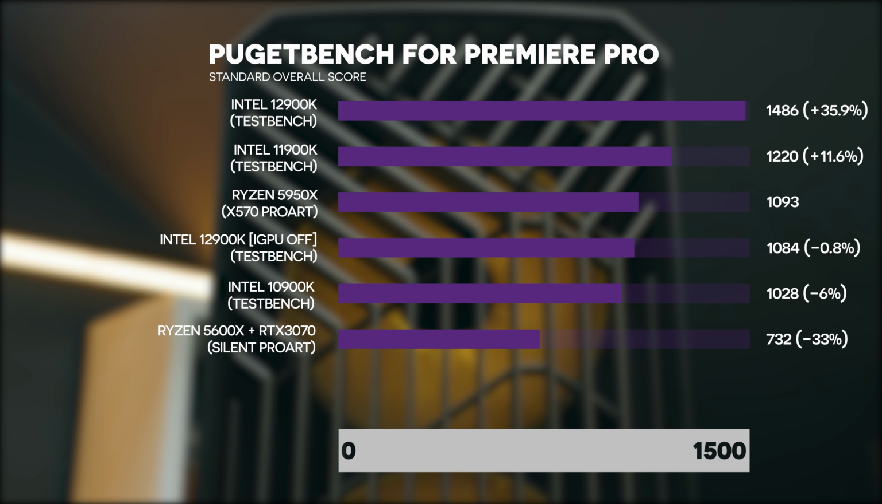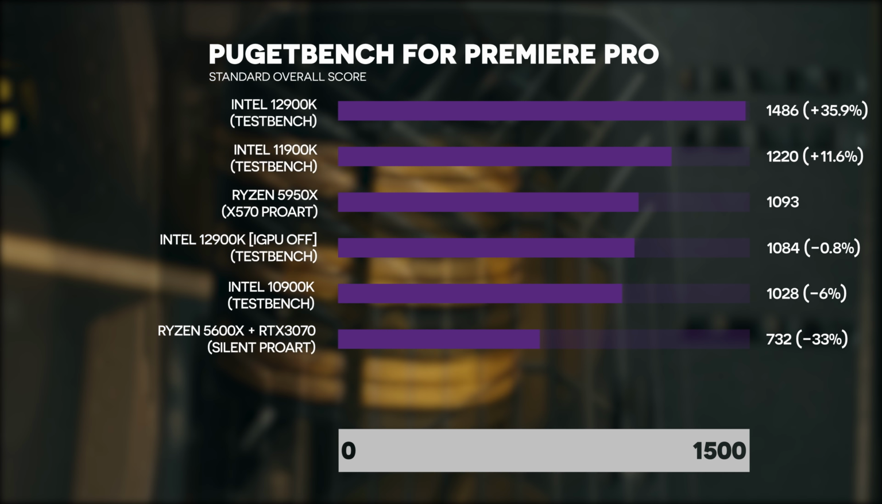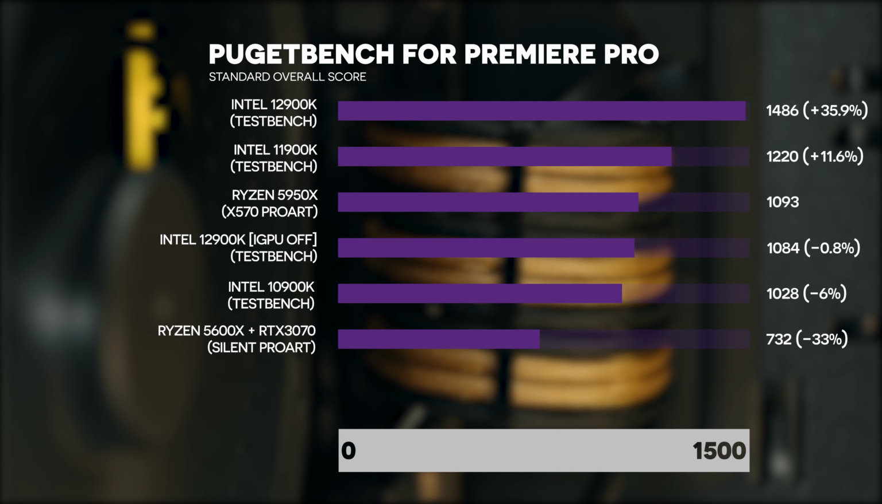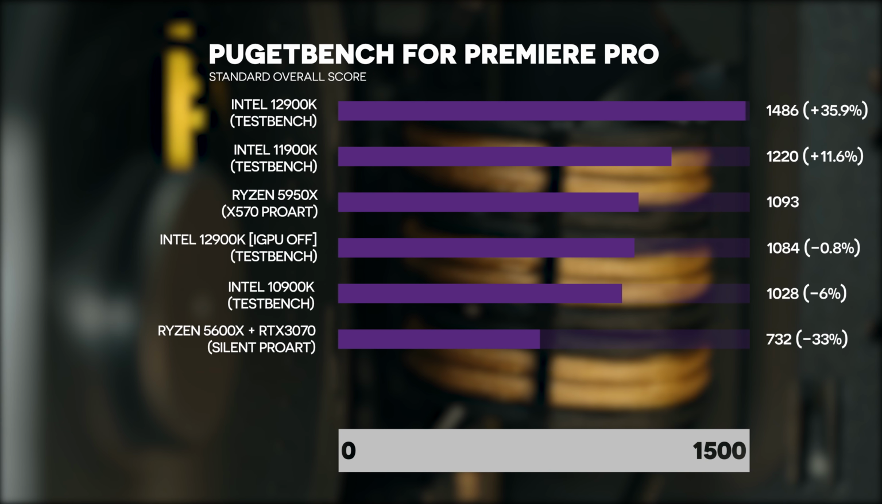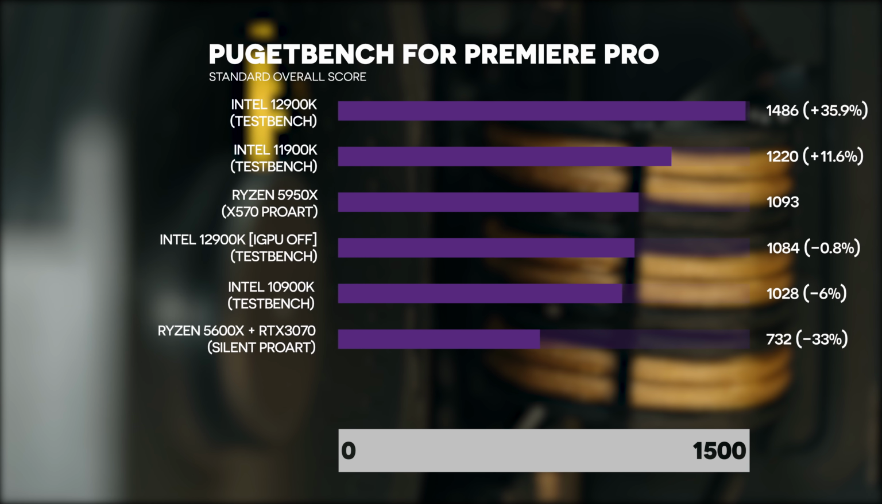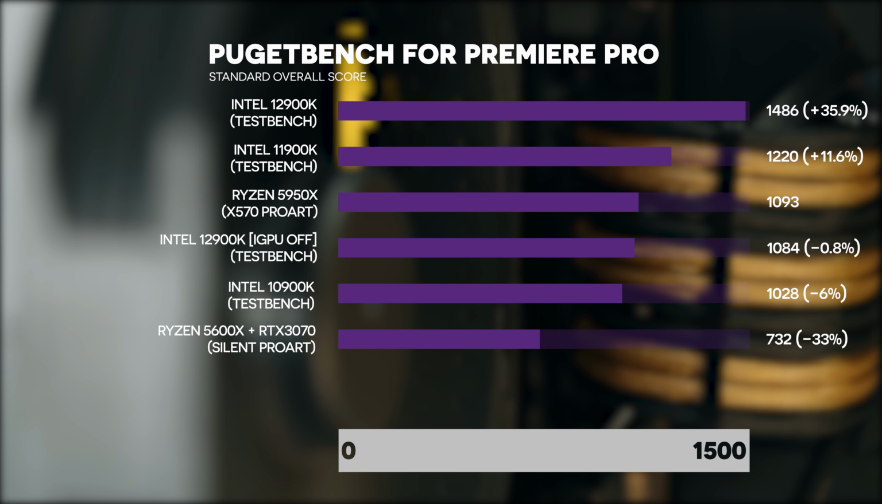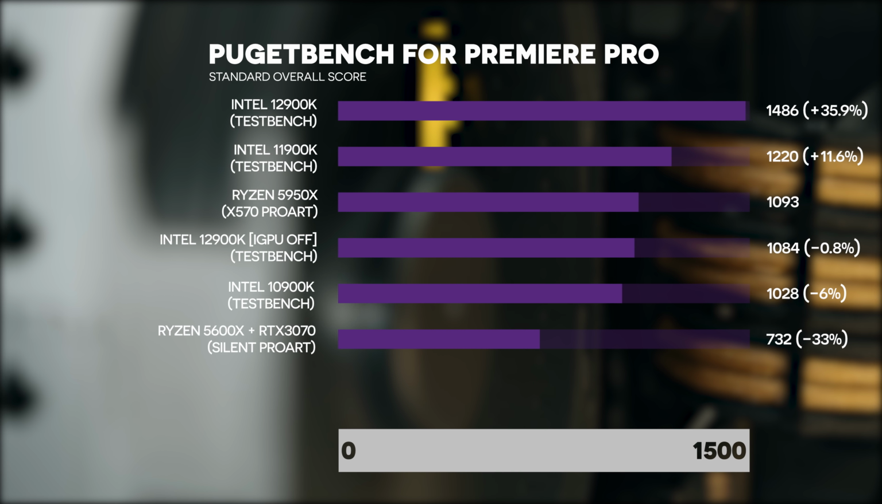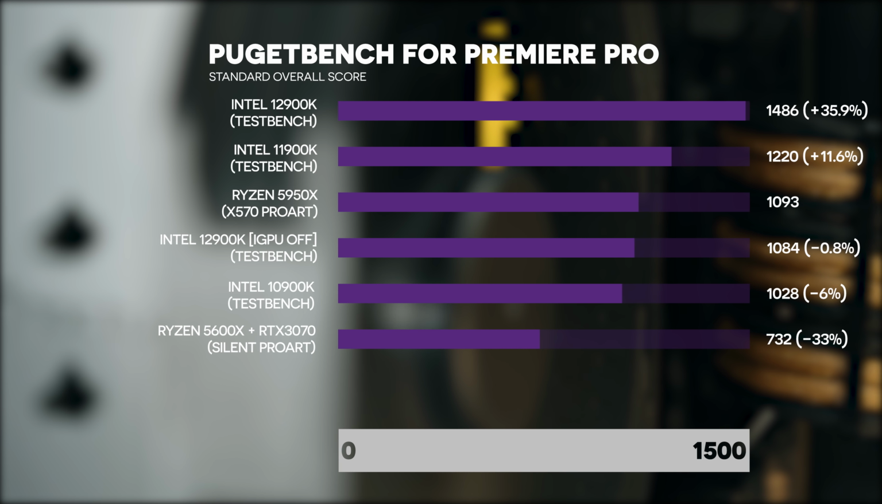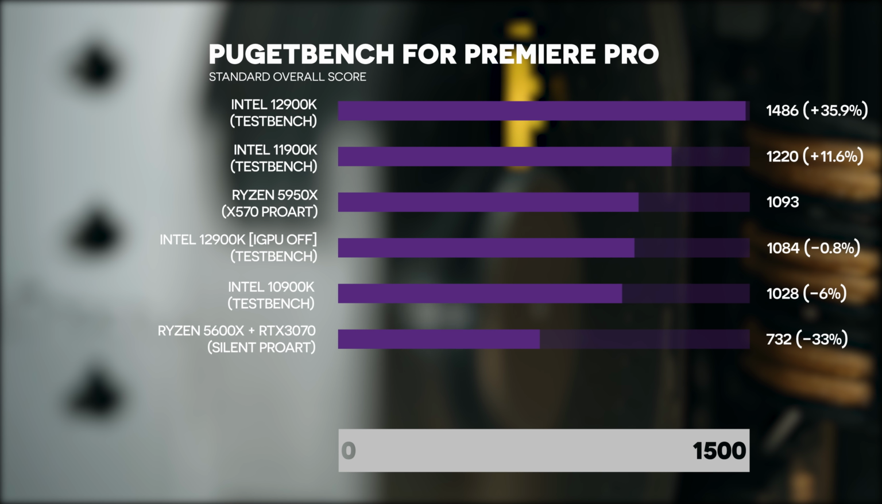Adobe Premiere Pro. Looking at our 5950X, the 12900K is 35.9% faster and the 11900K is 11.6% faster. And you might be saying, hey, this PC is not so good, 35.9% faster, but wait a second, I'm going to address that in a moment. The actual real world performance is not so different. I'll explain in a second. The 12900K without the iGPU inside the CPU enabled is only 0.8% slower than the 5950X. The 10900K is 6% slower, and the silent ProArt, the little brother of this build, is 33% slower.